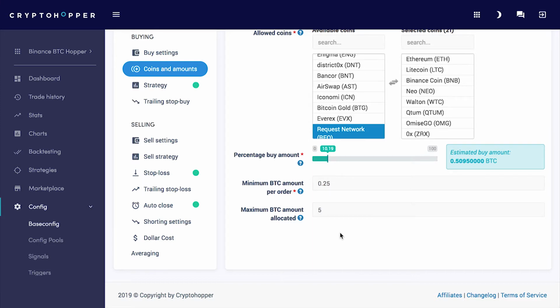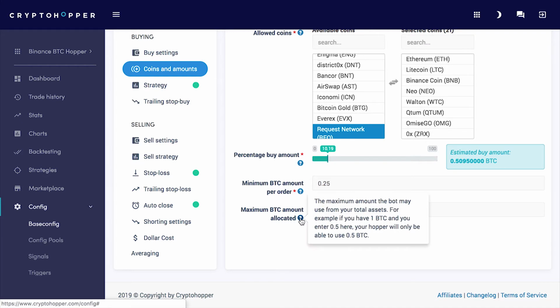Finally, maximum amount allocated refers to the total amount of your assets you want your hopper to be able to access to trade with. Using the above example, you may have 1,500 USDT in total, but since you set your maximum amount allocated to 1,000 USDT, your hopper only has access to 1,000 USDT.